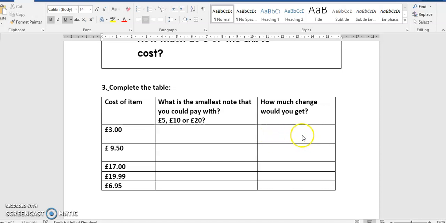So that is really quite challenging for year 1. So have a little go at that if you think that would be good for you to practice. So what size note you could use and how much change would you get? And again, it would be good to pause here just before we look at the answers, and then you can mark your work and see how you've got on.